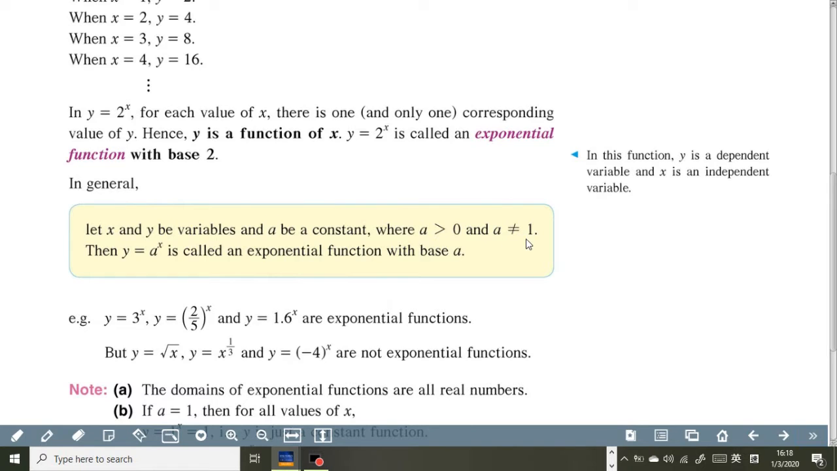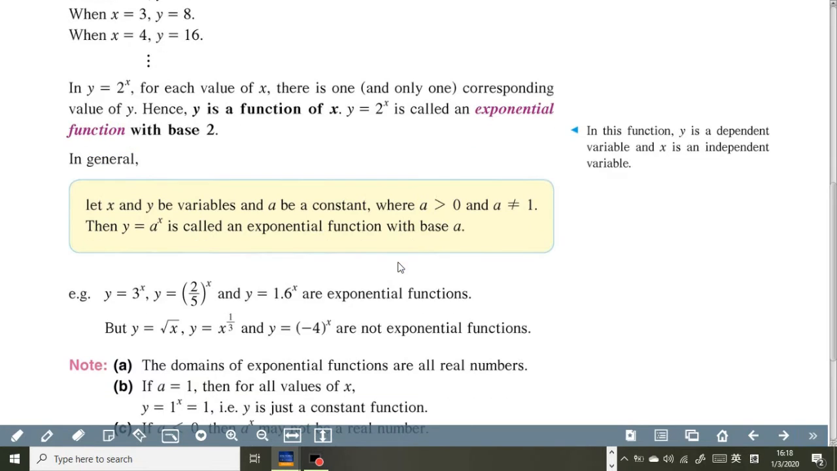And why can it not be equal to 1? If I put the 1 here, I will get y equal to 1 to the power x. 1 to the power anything is just equal to 1. So it is just a constant function. That means no matter what value you put here for x, you still get the y value of 1. So this is not an exponential function. An exponential function will give different values of y for different values of x.